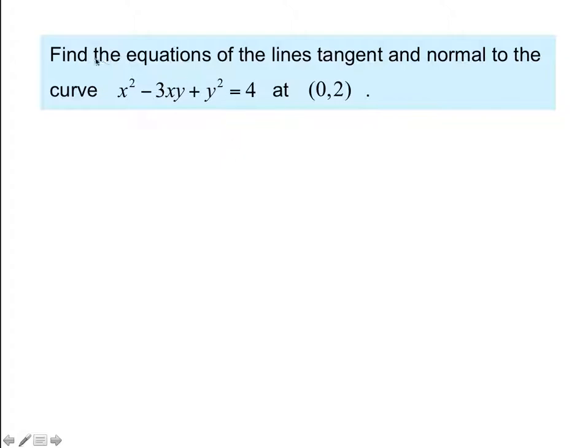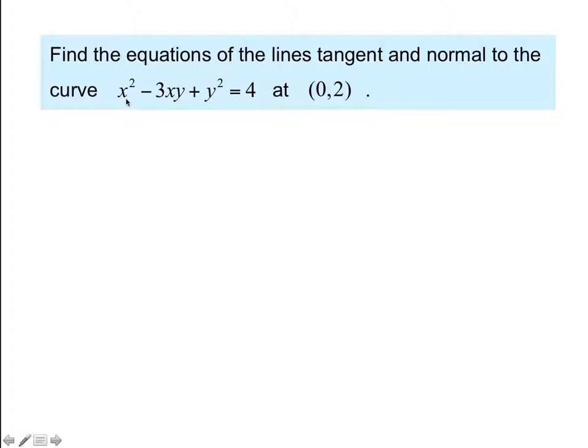So let's try this problem here. We're going to find the equations of the line tangent and normal to this curve at (0, 2). So this is an implicit expression because the x's and y's are all mixed up. And a lot of times we write this implicit form because we're dealing with a curve that's not a function. So we're usually dealing with like a conic or something that's not a function. So we're going to use implicit differentiation to differentiate this.